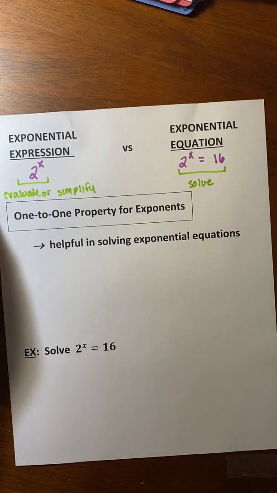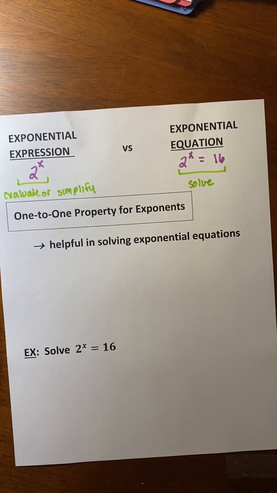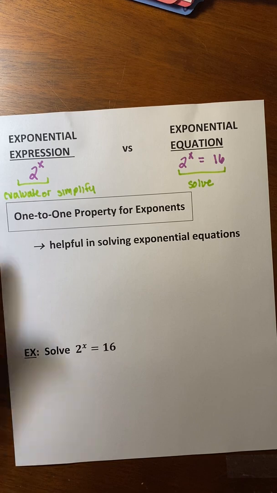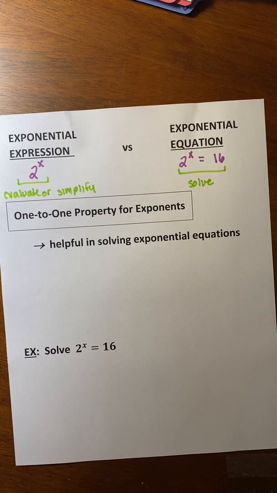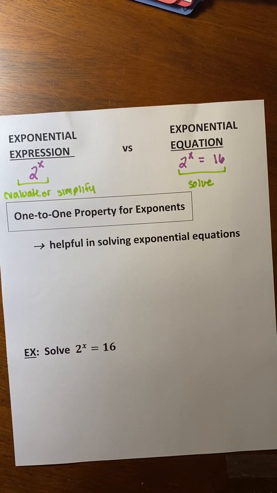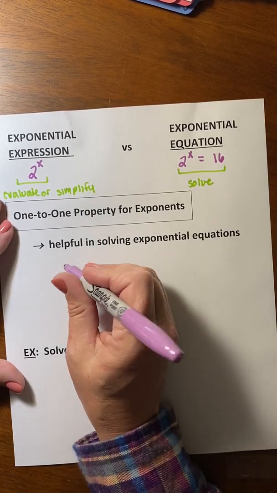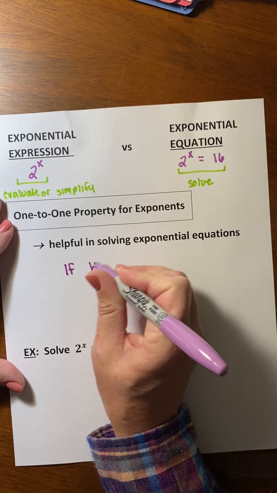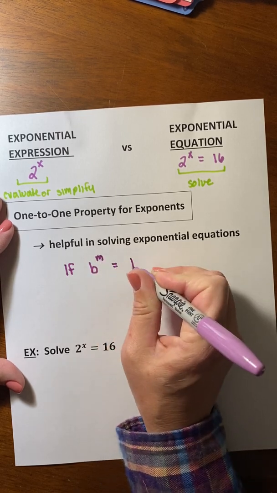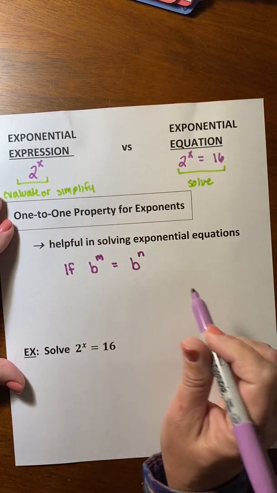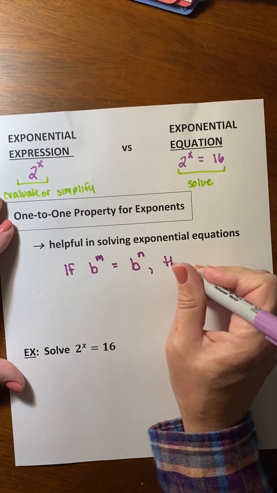We're going to take a minute and solve a few exponential equations. In order to solve exponential equations, we're going to use what we call the one-to-one property for exponents. It's a helpful tool in solving exponential equations. It's very simple. If we have a base to a power and we have the same base to a power, then simply the powers must be the same.